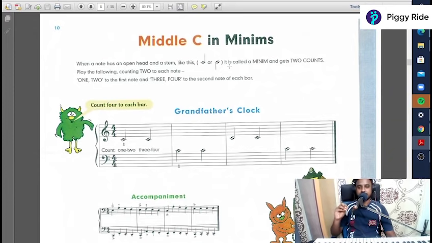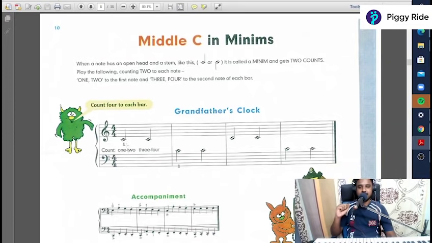Okay. So now we will play this grandfather's clock song. In the grandfather's clock, if we see here, there is treble clef, bass clef. Treble clef means we need to play with our right hand. Bass clef means we need to play with our left hand. Then all the notes are minims because there is the open head and there is a stem on top and bottom. And they gave the finger numbers. So this is the finger number 1. That means we need to play with our thumb finger.